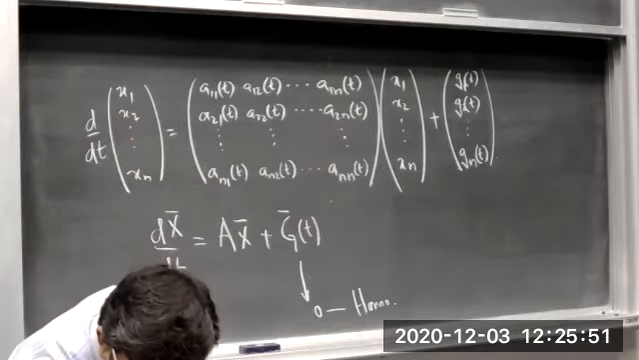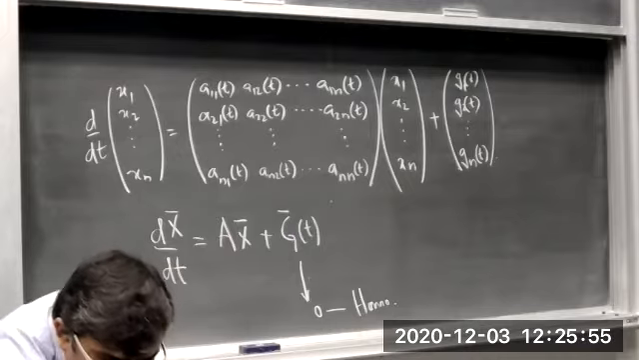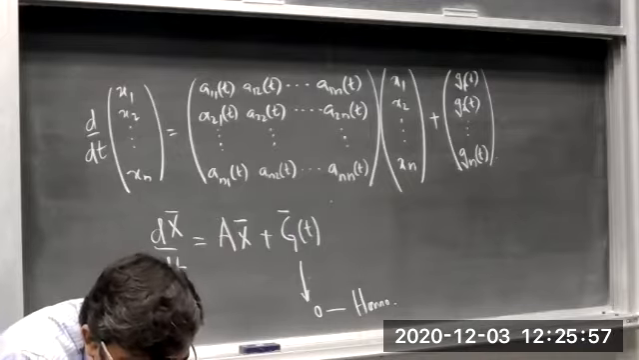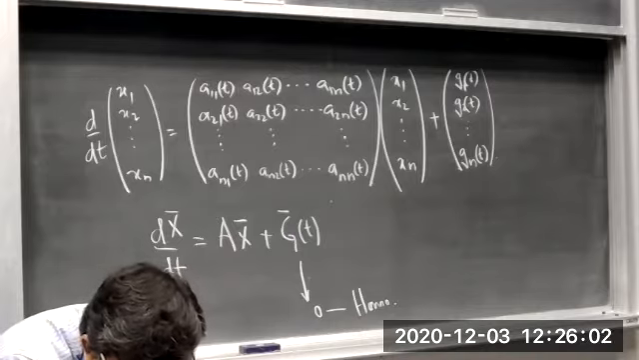There's a question in the chat window, maybe. Can a linear non-homogeneous system have A11 or A12 or A1n as something that is more than a function of t or a constant?